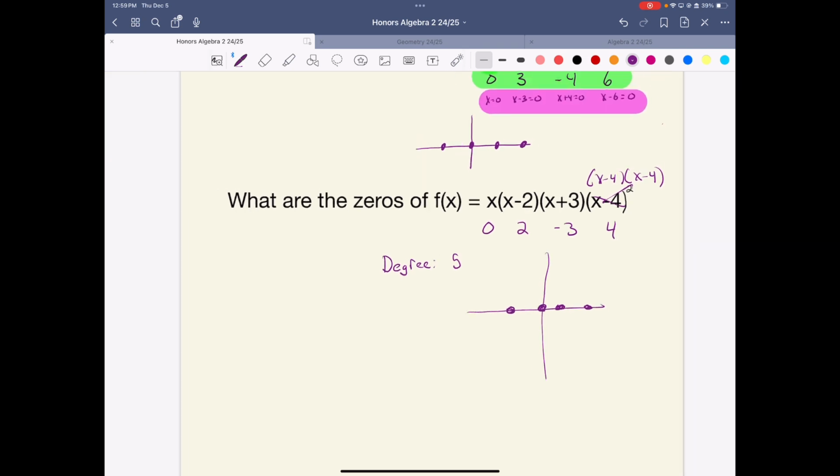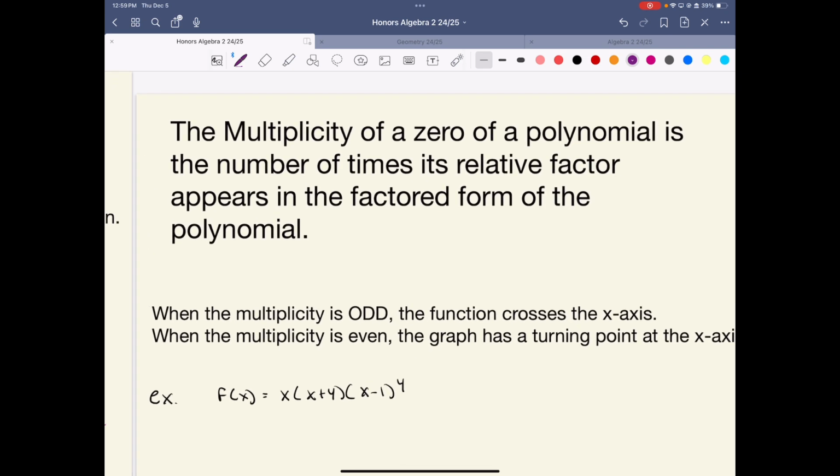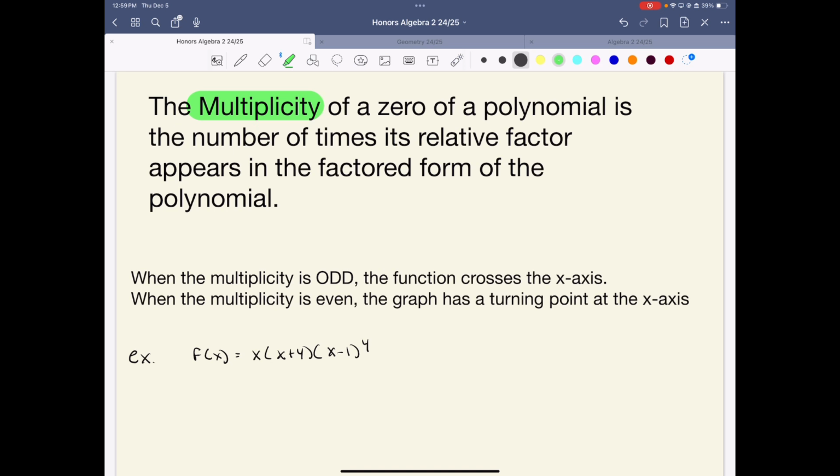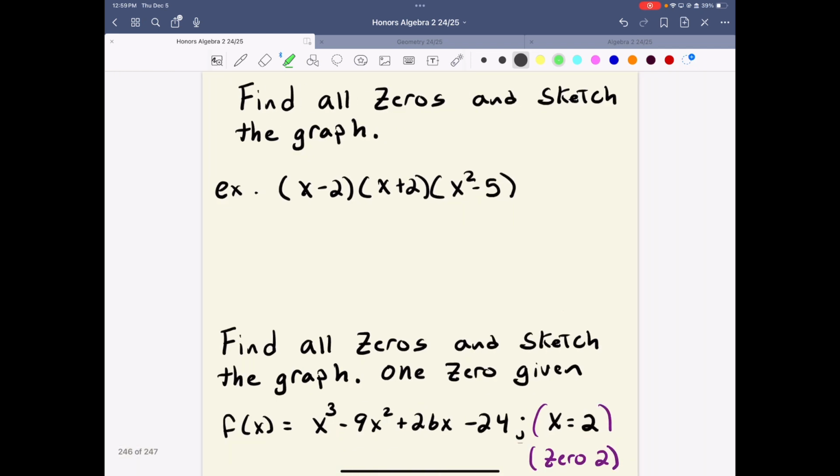And that has something we call multiplicity. Oh my God. Do not write all of this down. That's too much to write. Just listen. The multiplicity of a zero of a polynomial is the number of times its relative factor appears in the factored form of the polynomial. We call it its multiplicity. Essentially, all of that means is that multiplicity is the number of times that 0 occurs. All that says.